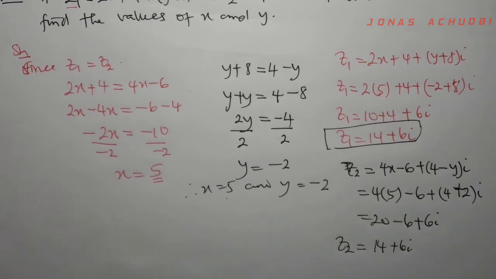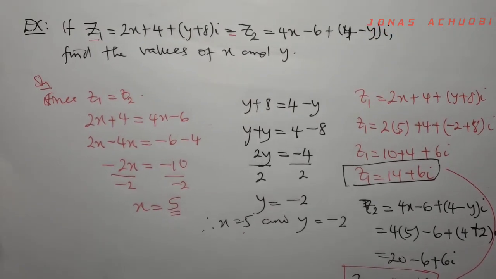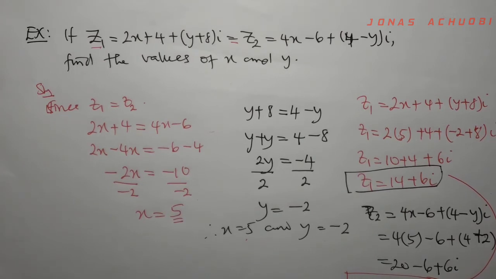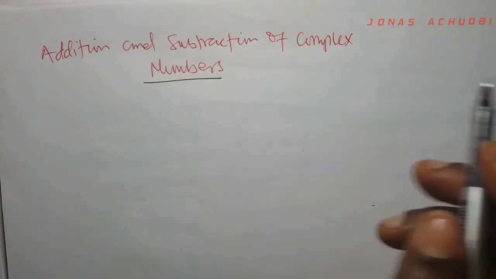What do you observe? We observe that indeed z1 is equal to z2. So our solutions for x and y are indeed correct. So you have seen here how we use the concept of equality of two complex numbers to solve certain problems. Sometimes it leads us to quadratic equations, other times to simultaneous equations, and other times to linear equations. But just take note here that whenever two complex numbers are equal, they must have equal real parts as well as equal imaginary parts.